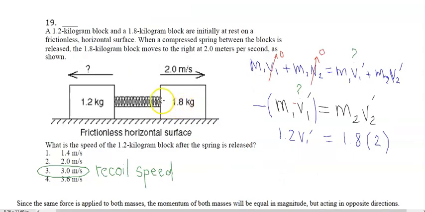Here in this problem, a 1.2 kilogram block and a 1.8 kilogram block are initially at rest on a frictionless horizontal surface. When the compressed spring between the blocks is released, the 1.8 kilogram block moves to the right at 2 meters per second as shown. What is the speed of the 1.2 kilogram block after the spring is released? So this is exactly like the clown and the cannon problem. The only difference is a spring is separating the two masses as opposed to some explosion inside the cannon.